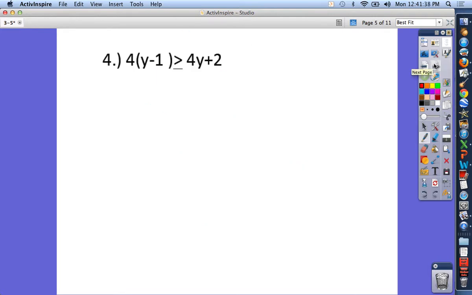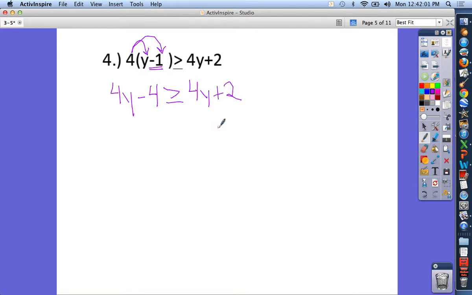Number 4. Now we have a greater than or equal to. So let's go ahead and do the same thing. Simplify on the left-hand side. 4 times y is 4y. 4 times negative 1 is negative 4, is greater than or equal to 4y plus 2.